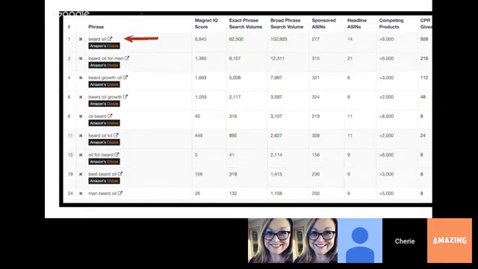Like, beard oil ranges about the same way. It ranges from about 2,500 up to 152,000 searches. So you kind of need to know what the range is to calculate your own search volume. It'll be different.